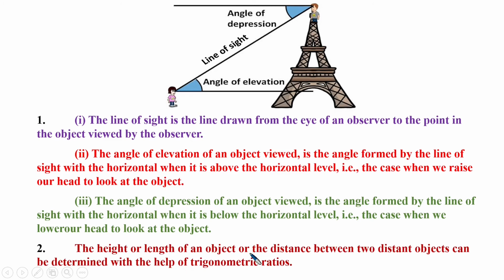The height or length of an object or the distance between two distant objects can be determined with the help of trigonometry. So for all this height or length you can use a trigonometric relation, the opposite side or adjacent side, or how much the distance is from the hypotenuse. From the trigonometric ratios you can find it.